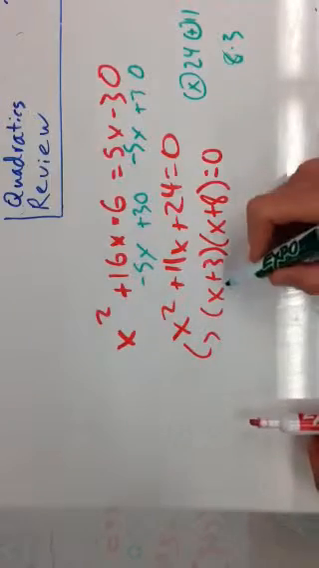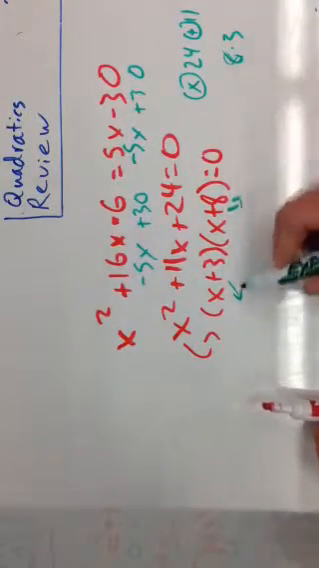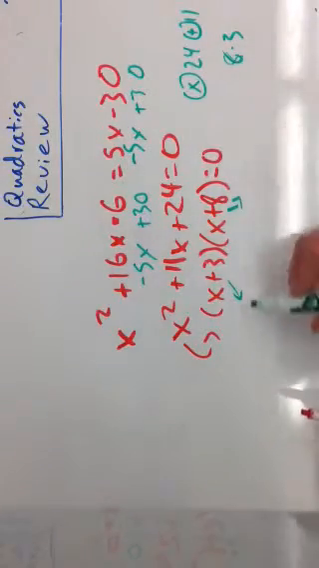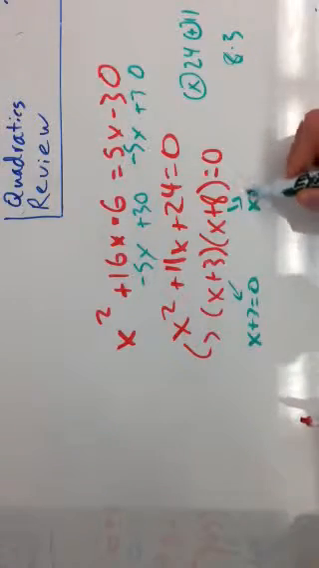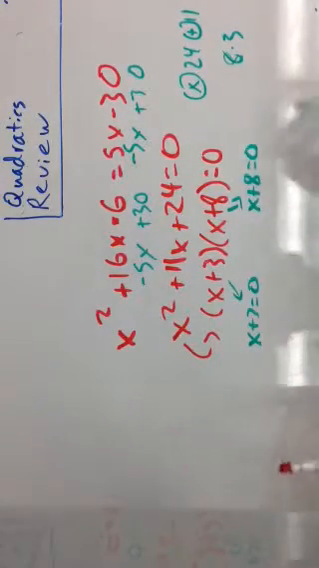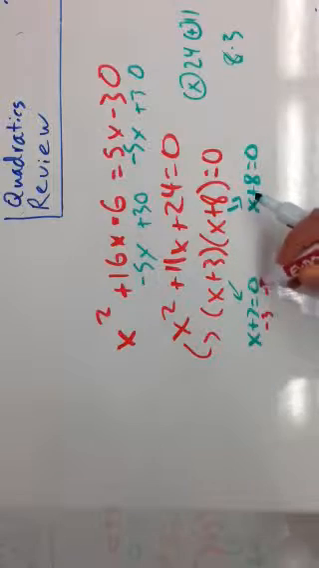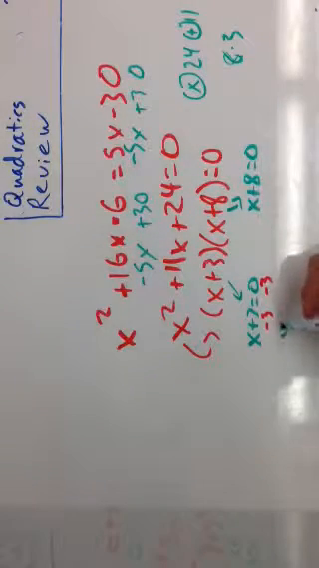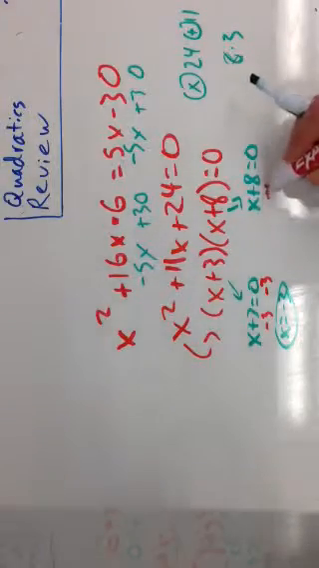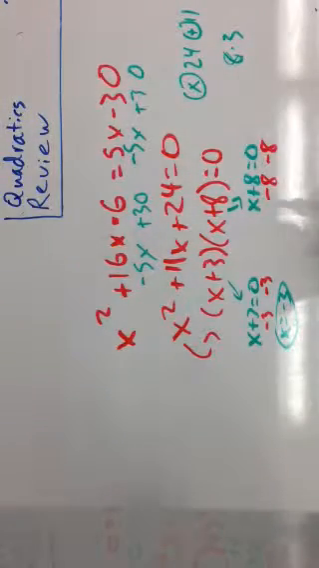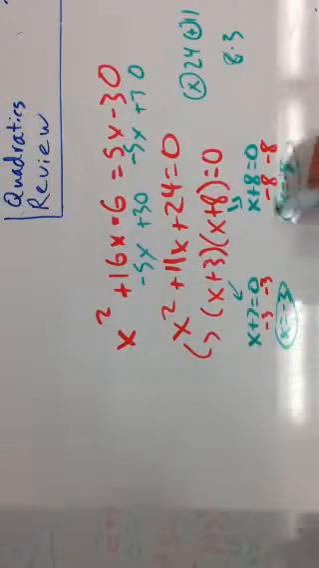So if I have two things that multiply together to equal 0, I have two cases. The only way that two things that multiply together equals 0 is if the first one equals 0, or perhaps the second one equals 0. It's okay because we're looking for two solutions to this problem. So we're going to subtract 3, and I'll get x equals negative 3 as my first solution. Subtract 8, and I'll get x equals negative 8 as my second solution.